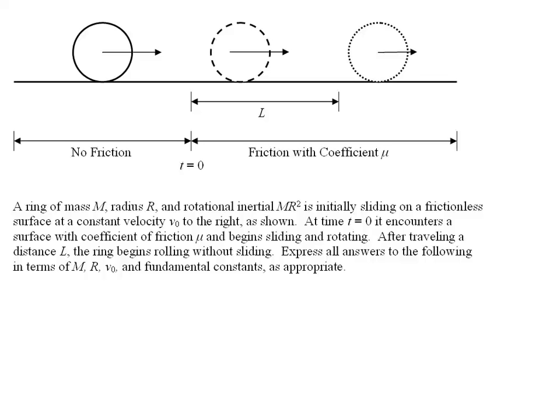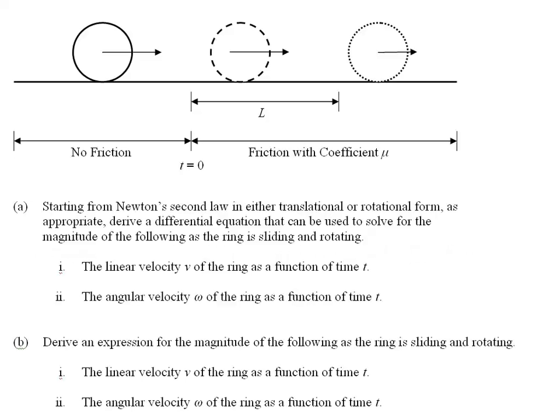Express all answers to the following in terms of m, r, v0, and fundamental constants where appropriate. Starting from Newton's second law, in either translational or rotational form, as appropriate, derive a differential equation that can be used to solve for the magnitude of the following as the ring is sliding and rotating: the linear velocity v of the ring as a function of time t, and the angular velocity omega of the ring as a function of time t. And derive an expression for the magnitude of the following as the ring is sliding and rotating: the linear velocity v of the ring as a function of time t, and the angular velocity omega of the ring as a function of time t.